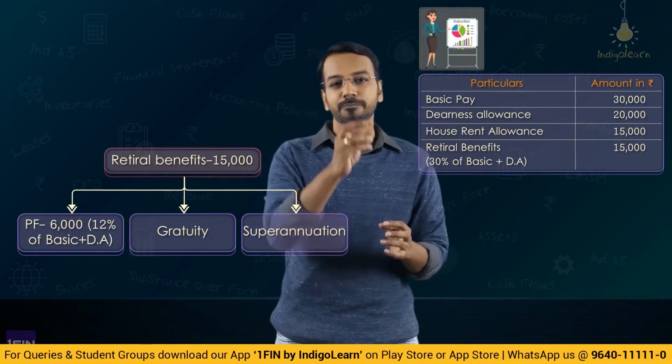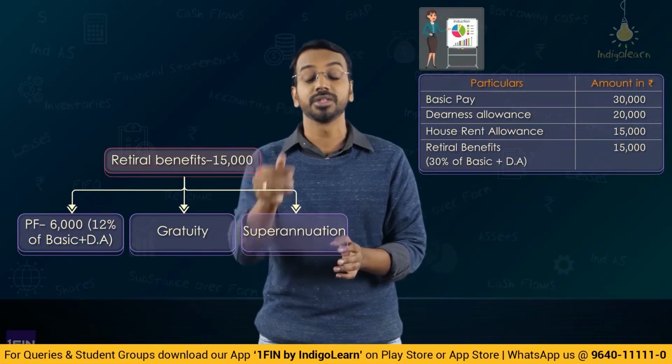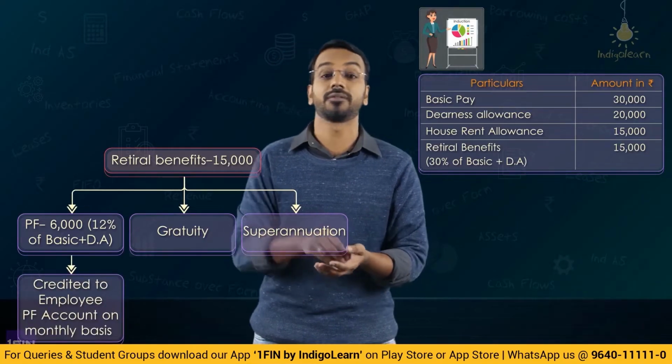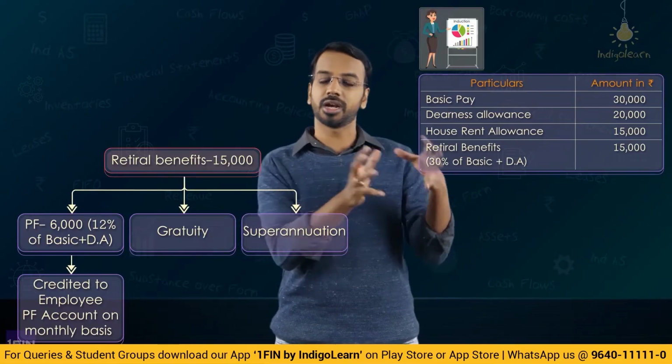Now, out of this, PF contribution was straightforward. 6,000 is what the company contributes, and that will be credited to our account. When we resign, or after specified rules under the PF, we could withdraw that amount, right? So that was very clear.